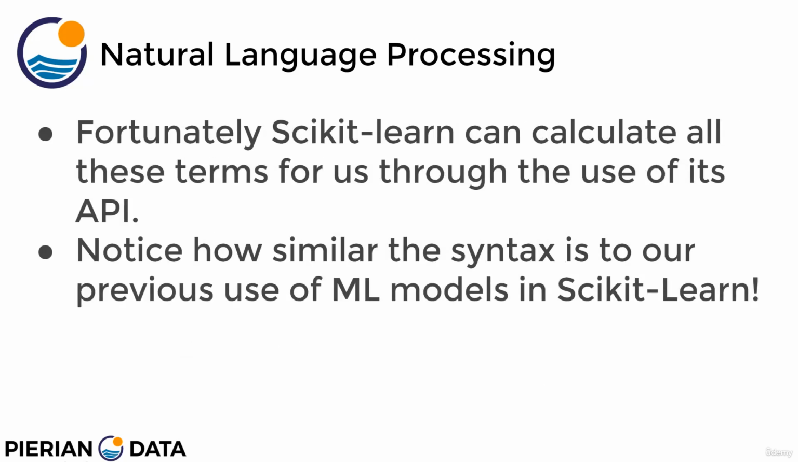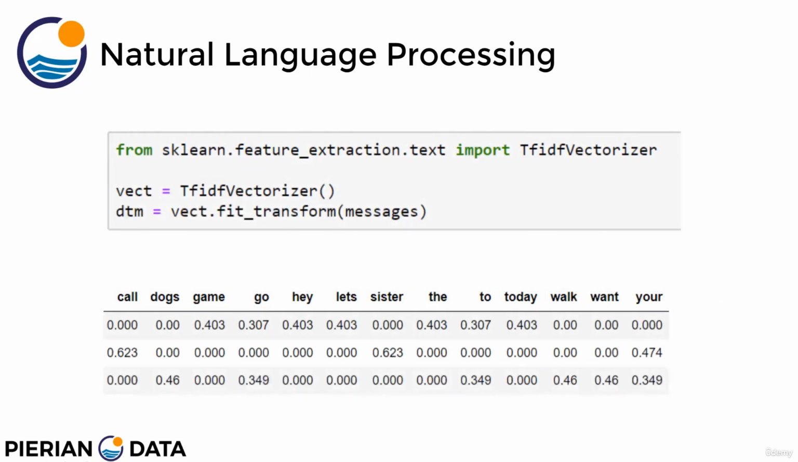Now, fortunately, scikit-learn can calculate all of these terms for us through the use of its API. It has three main methods: CountVectorizer, TfidfTransformer, and TfidfVectorizer. And we'll talk about the differences between all three of those later on. But you should notice how similar the syntax is to our previous use of machine learning models in scikit-learn. It's going to feel very natural. Essentially, we'll say from sklearn.feature_extraction.text import one of the class options, like TfidfVectorizer. You'll create an instance of the vectorizer, and then you'll call fit_transform on the messages.